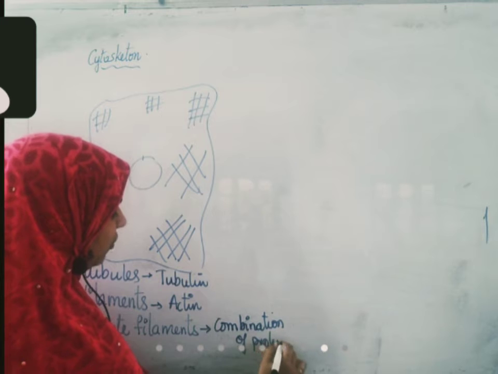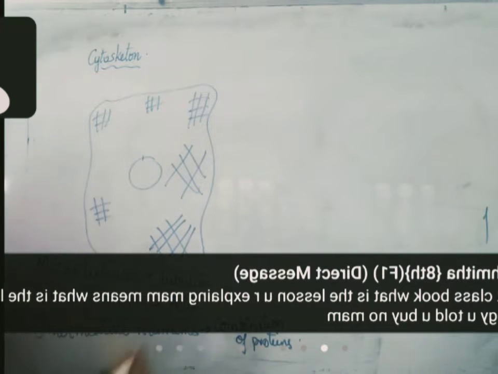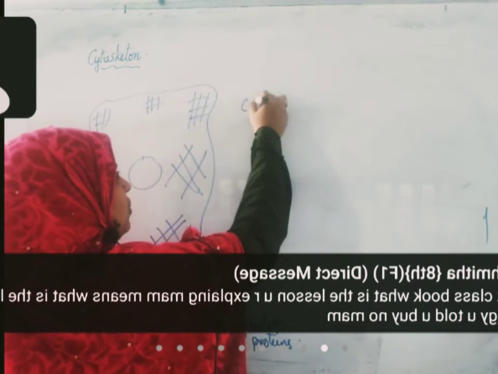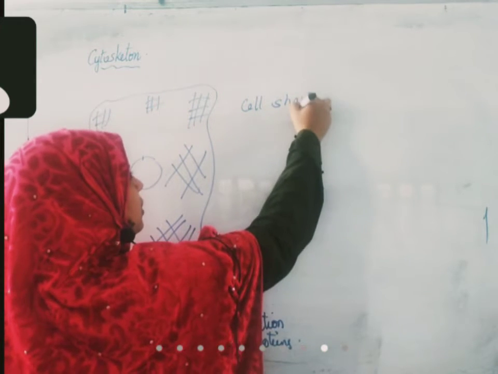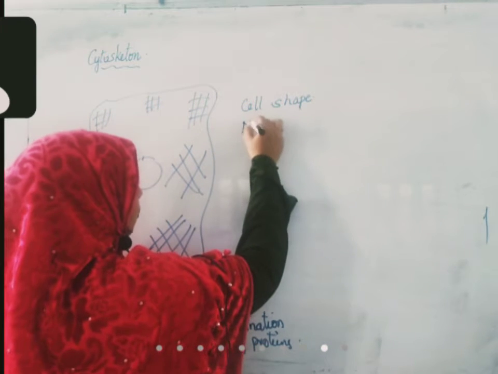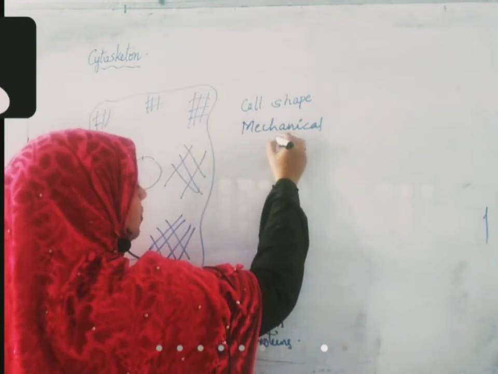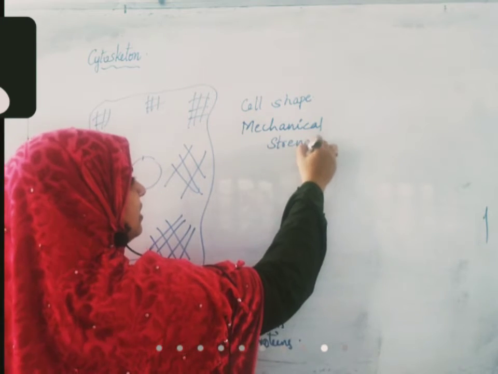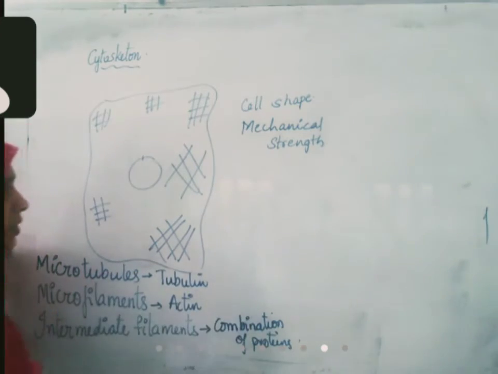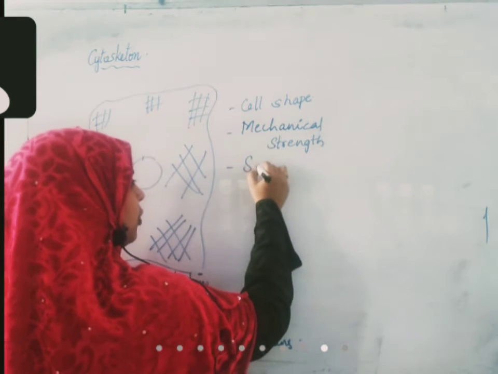What is the function of these cytoskeleton fibers? Whatever they are made up of, the main function is that it gives the cell a particular shape. Unlike plant cells, animal cells do not have any cell wall, so there is a requirement of some mechanical strength to the cell. That mechanical strength is provided by the cytoskeleton, and as a result the cell gets its shape. Not only that, it also helps in the signaling process.